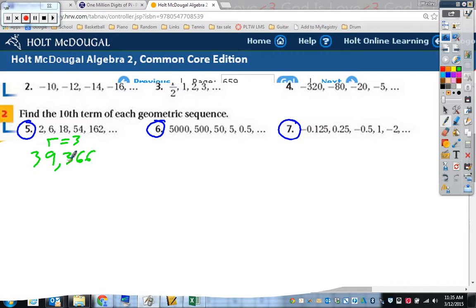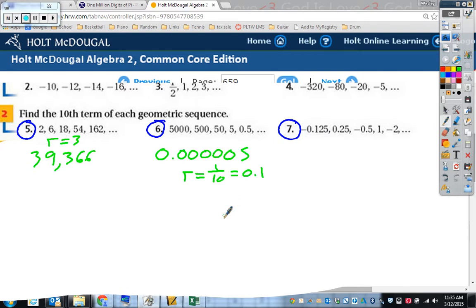For number 6, you should have gotten 0 point, let me make sure I get this right. 0.000001. So point, and there's 5 zeros and then the 1. And your r should have been either 1 over 10 or 0.1.